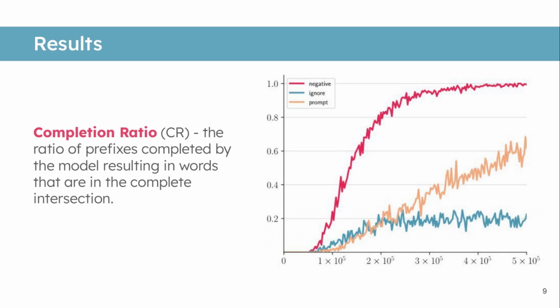Here are the training dynamics of completion ratio for ignore and prompt methods, as well as the negative baseline, which is the language model trained on the trivial words only. As it was expected, it approaches almost ideal performance. One can note that the ignore method stagnates after a certain time and prompt in contrast continues to learn.